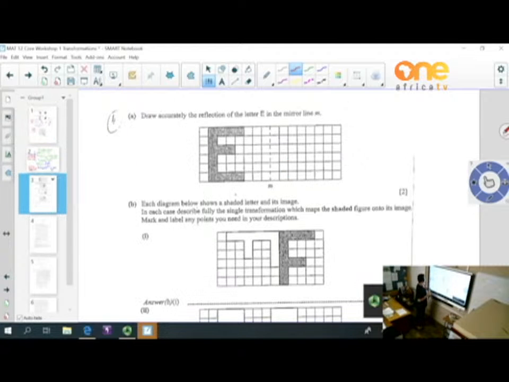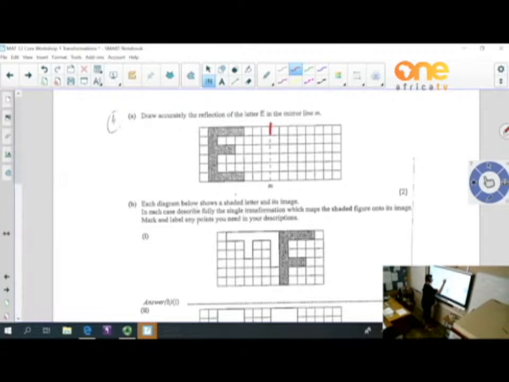Right, the next page. Draw accurately the reflection of the letter E in the mirror line M. So there we have it exactly. Here is my mirror line right in the middle.